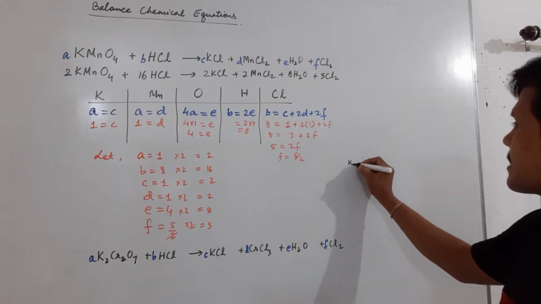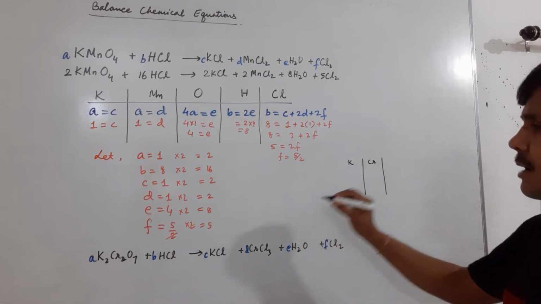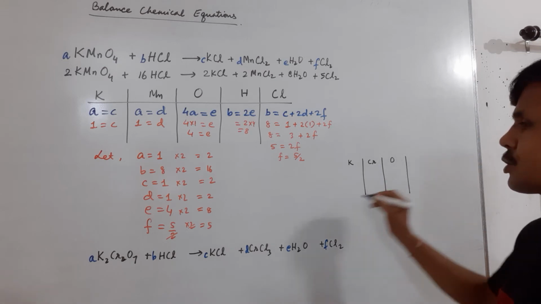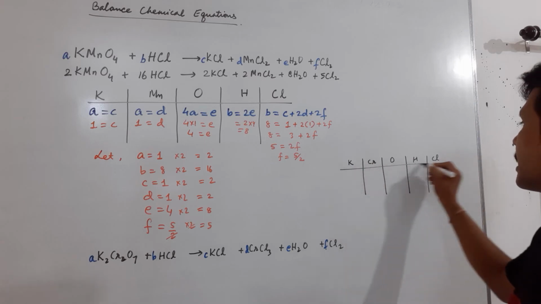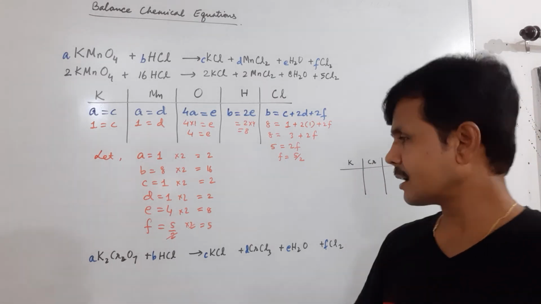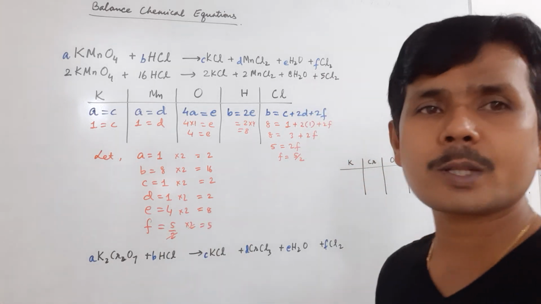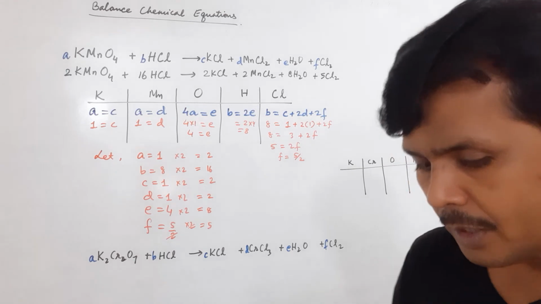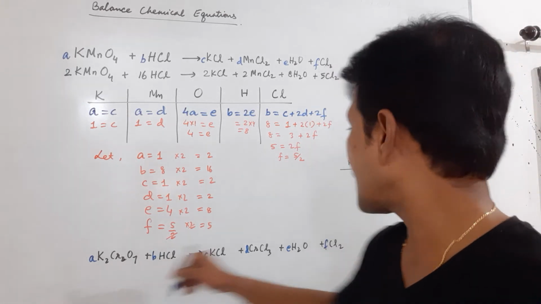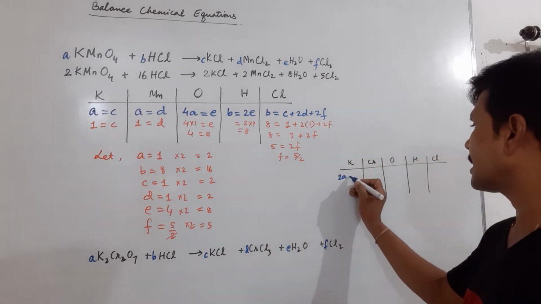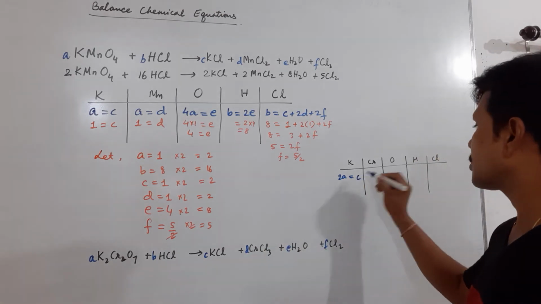The columns are potassium, chromium, then oxygen atom, hydrogen atom, and lastly chlorine atom. The same way, the number of atoms of potassium in the reactant part will be equal to the number of atoms present in the product area. Let us equate it. This is twice A, equal to only 1 C over here. That means twice A is equal to C.